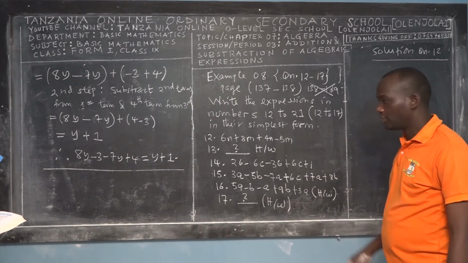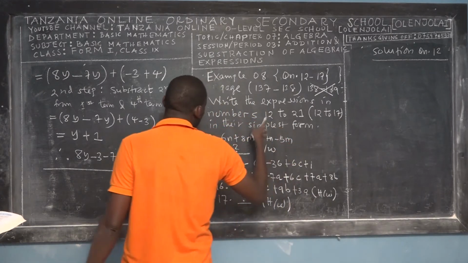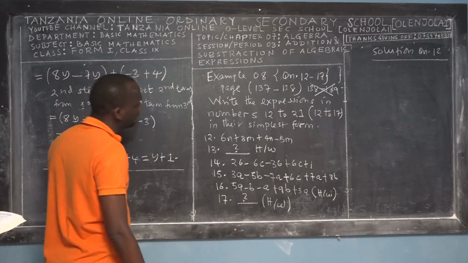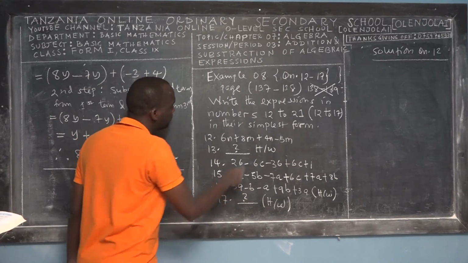Okay, let us read the question. Write the expressions in numbers 12 to 21 or 12 to 17 in their simplest form.